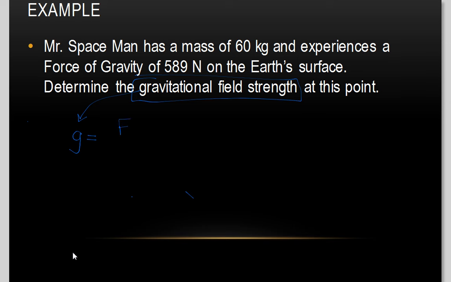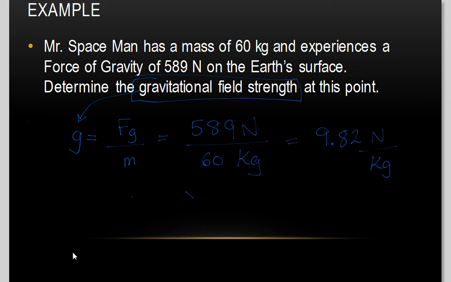So it's the force divided by the mass. This one's very straightforward. 589 newtons divided by 60 kilograms. And we get 9.82 newtons per kilogram.